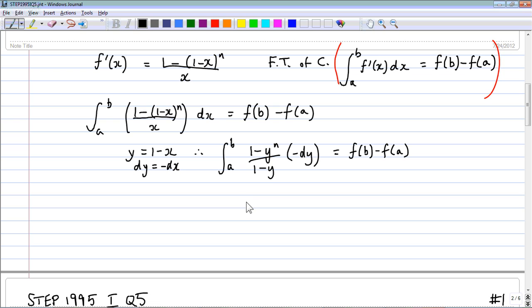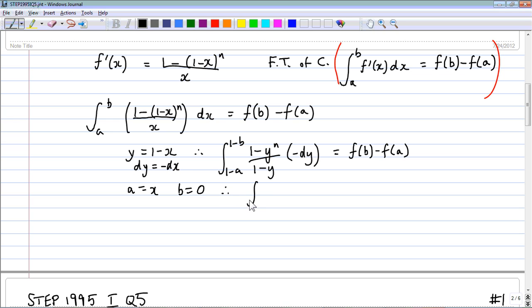Oh, sorry, I made another silly mistake, didn't I? Can you see my second silly mistake? Yes, if I make a substitution, I must also change the limits. If y is 1 minus x, then this is 1 minus b, and this is 1 minus a. Changing the limits in accordance with that substitution. Now, if I want those limits to be 1 and 1 minus x, it follows that a must be x, and b must be 0.